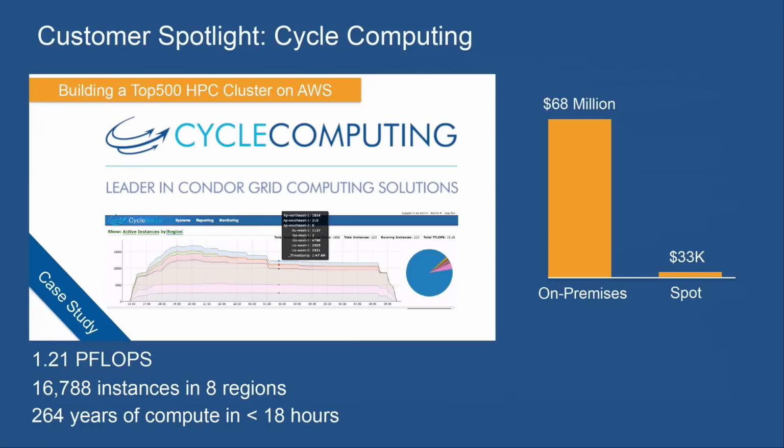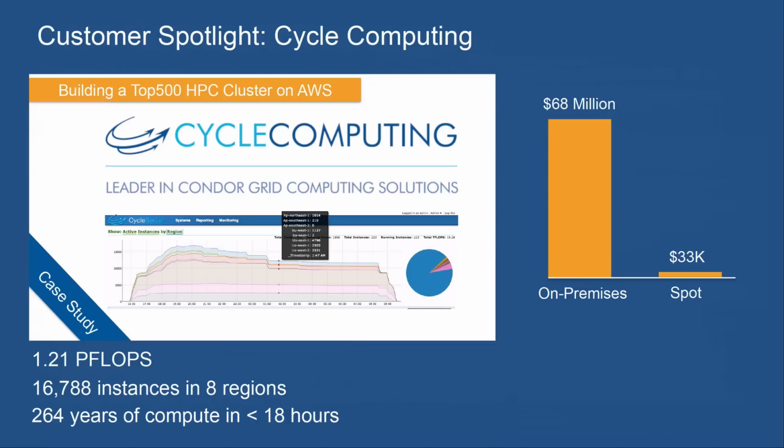And they ran one particular workload last year, which was for an end user called Schrödinger, who are a biomaterial science research company. This particular workload was involved with the assessment of photovoltaic materials. So they were looking at materials that are used in creating solar cells. And they built a cluster comprising 16,788 EC2 instances, which was capable of 1.2 petaflops, that's peta floating point operations per second.